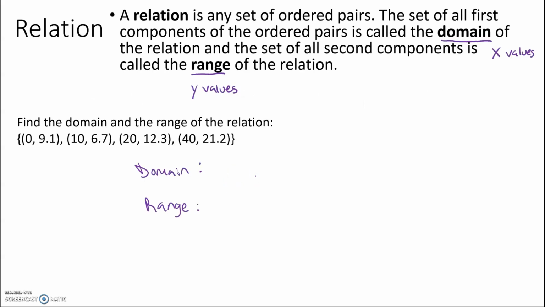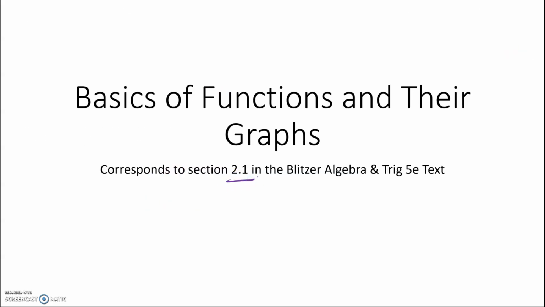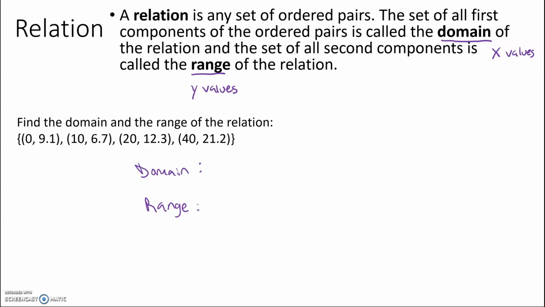We're going to start with section 2.1 in your book. First, we're going to talk about relations, a set of ordered pairs, x values being your domain, y values being your range. So if you look here, your domain is all those x's, 0, 10, 20, and 40. And our range is going to be all those y's, 9.1, 6.7, 12.3, and 21.2.